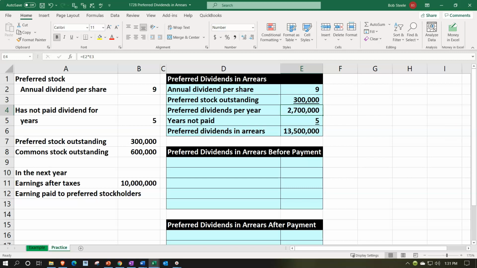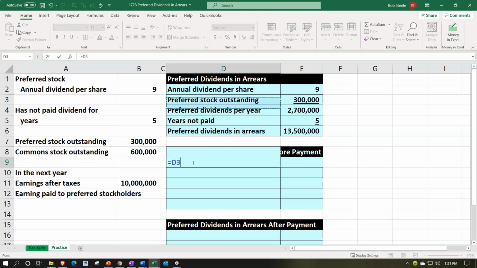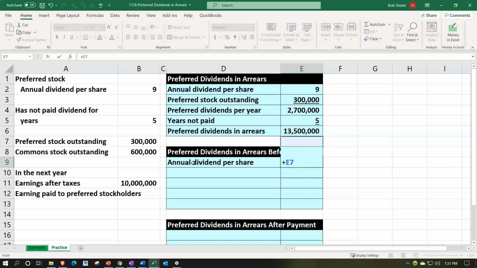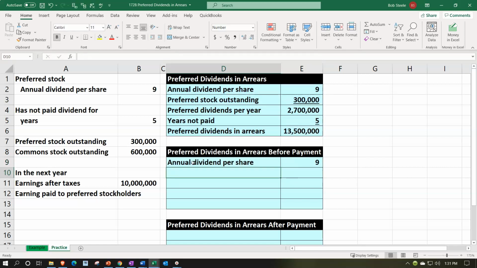So then let's go back down and say, well, now let's assume another year has passed, and now they have these earnings, the 10 million in earnings, which they're going to use to try to pay off the dividends in arrears for that particular year. So we're going to do this calculation again. Same calculation. The annual dividends per share are $9. The preferred stock outstanding is still 300,000.